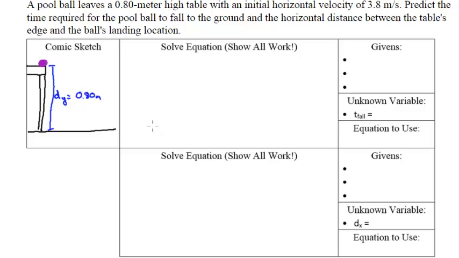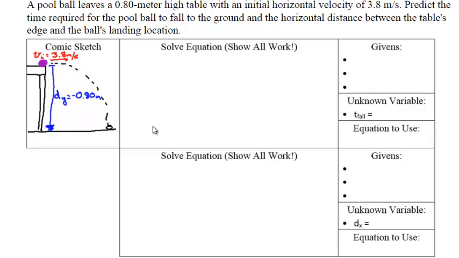0.80 meters. But since I know that the ball is traveling in this direction, I'm going to add a negative sign. One other bit of information is the velocity, and this is initial because this is where it starts, equals 3.8 meters per second, and it's going to be in that direction. The direction the pool ball is going to take is like this. This is the parabola, and eventually it will hit the floor.